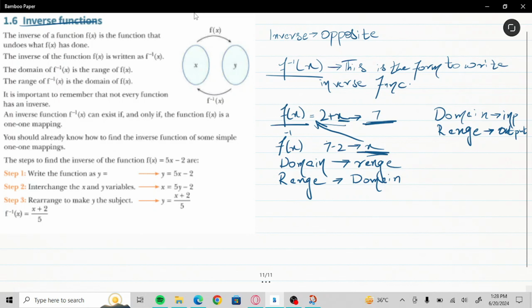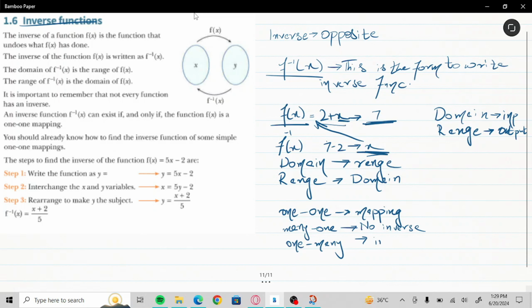So when there's a function x, whenever there is a 1-1 mapping, a function can exist in that form. 1-1 mapping means for one input we get one output. So for a one-many mapping or a many-one mapping, we have no inverse.